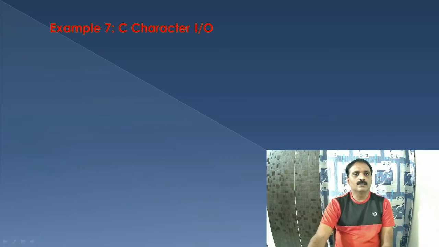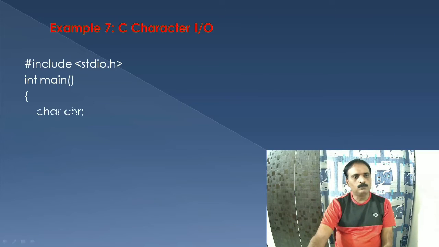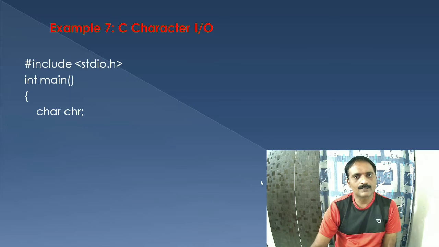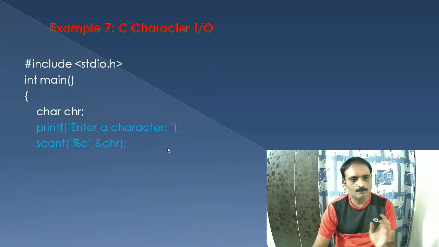Now let us see character input and output. Here I am declaring chr as a character variable, and I am asking the computer to display "Enter a character", which should be represented in double quotations. These things we have seen earlier, and now it is time to give the input character.